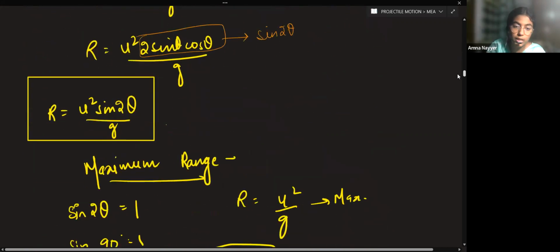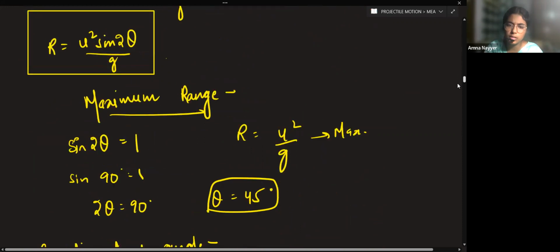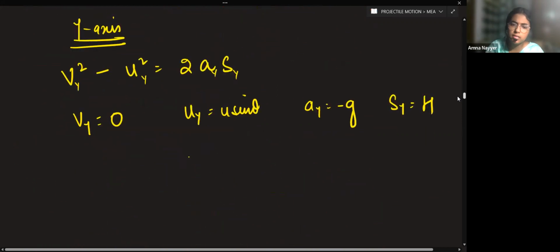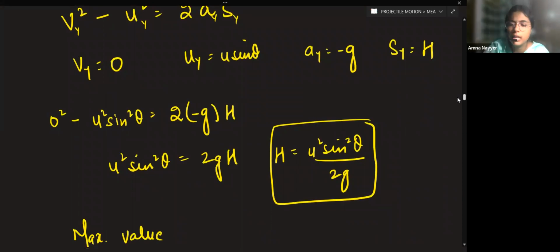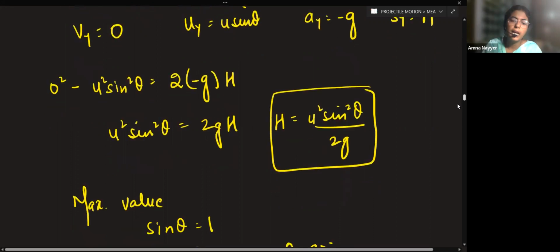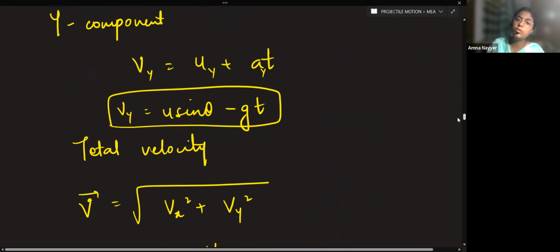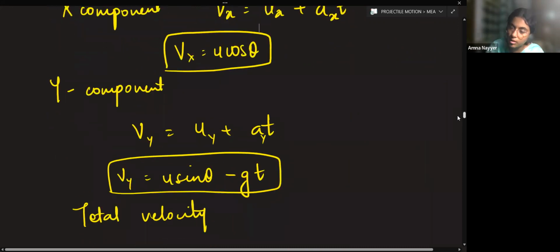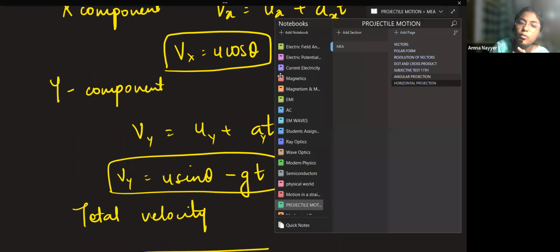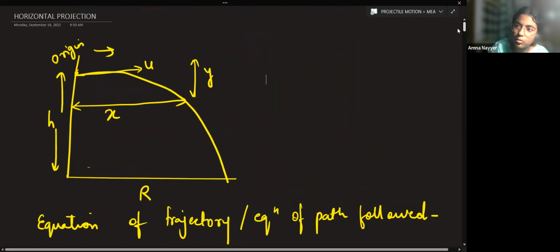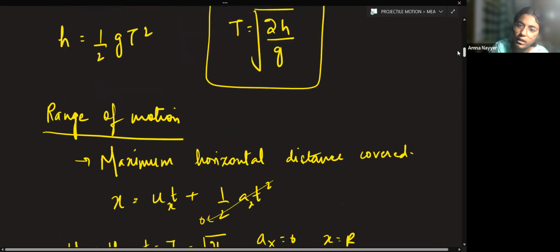Range of motion is completely different, u square sine 2 theta by g. That time it was u under root 2h by g. Then you have height. There you do not have any height formula specifically, over here you have u square sine square theta divided by 2g. And then velocity's value, you have Vx as u cos theta. There the velocity was u. Here you have u sine theta minus gt. In case of horizontal projection, you have only gt. Fine, so note it from here. One numerical we'll do and we'll wrap this up.